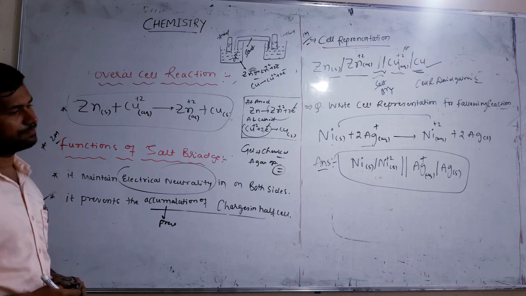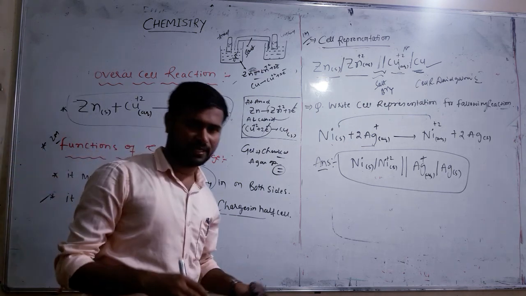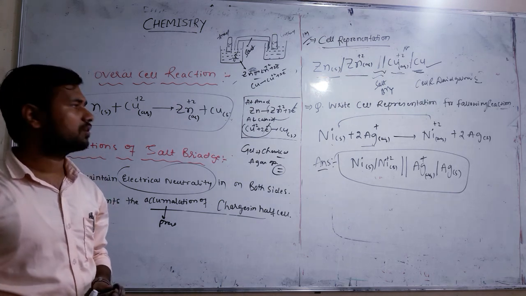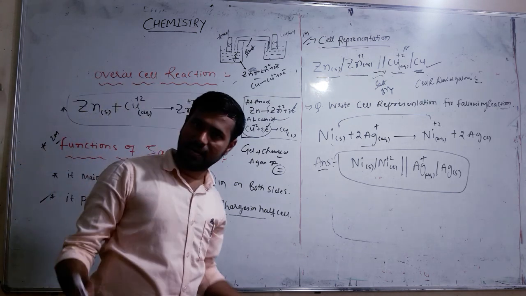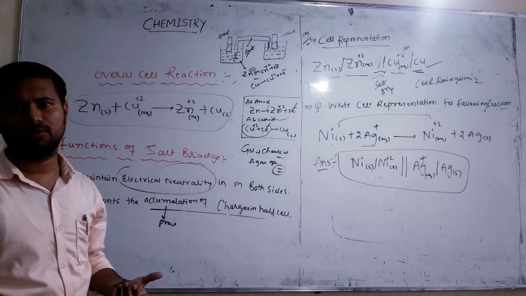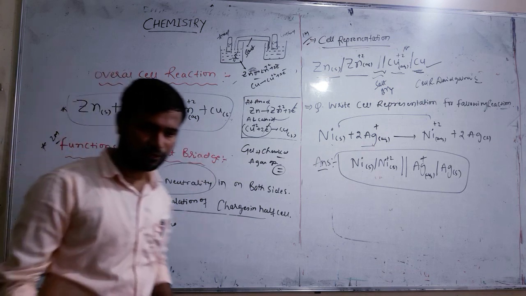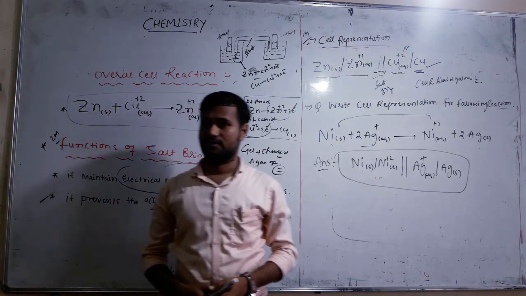Next class we will learn what cell potential is, what the standard electrode potential is, what the SRP is, and a few interesting points about this. Make a note of this much. We will meet the expansion in the next class. Okay, thank you.